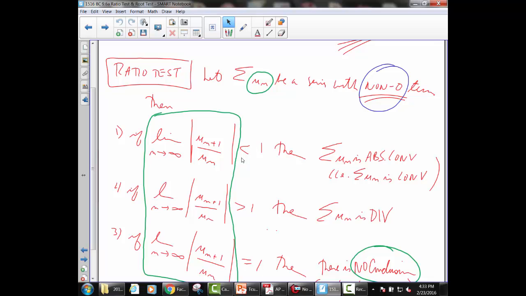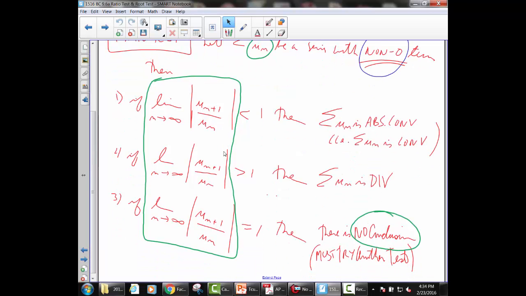Okay, so here's what happens. You don't have to compare it to anything. You simply find the limit as n goes to infinity of the absolute value, so that'll take care of it if there's an alternating series, you'll just ignore the -1 to the whatever, of un plus 1 over un. So it's really the n plus first term of your u over the nth term.